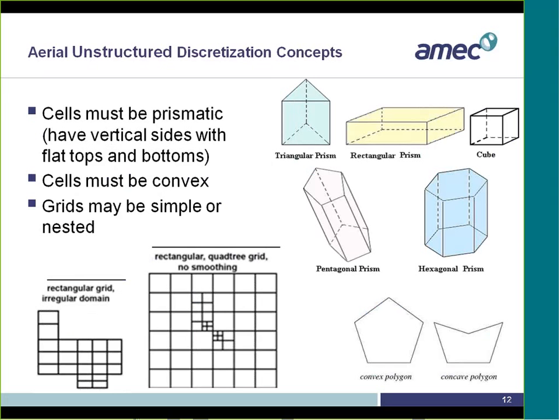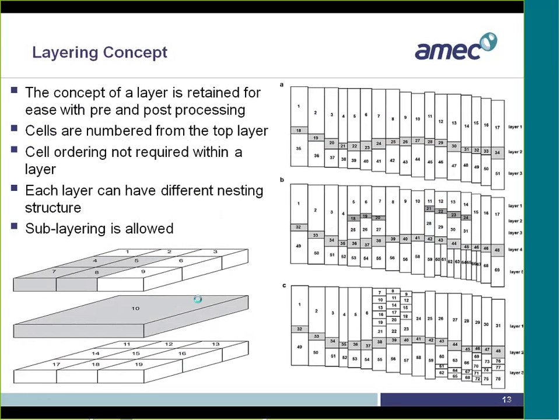What are the discretization concepts for the groundwater flow process? Cells must be prismatic. So we do have some structure in the vertical direction, in that sense. They are not tetrahedra. Cells must be convex. They cannot be concave. Grids may be simple, like you see here. It's a simple grid. Or grids may be nested, as in this figure where you see grids having nesting within a larger grid. Layering concept.